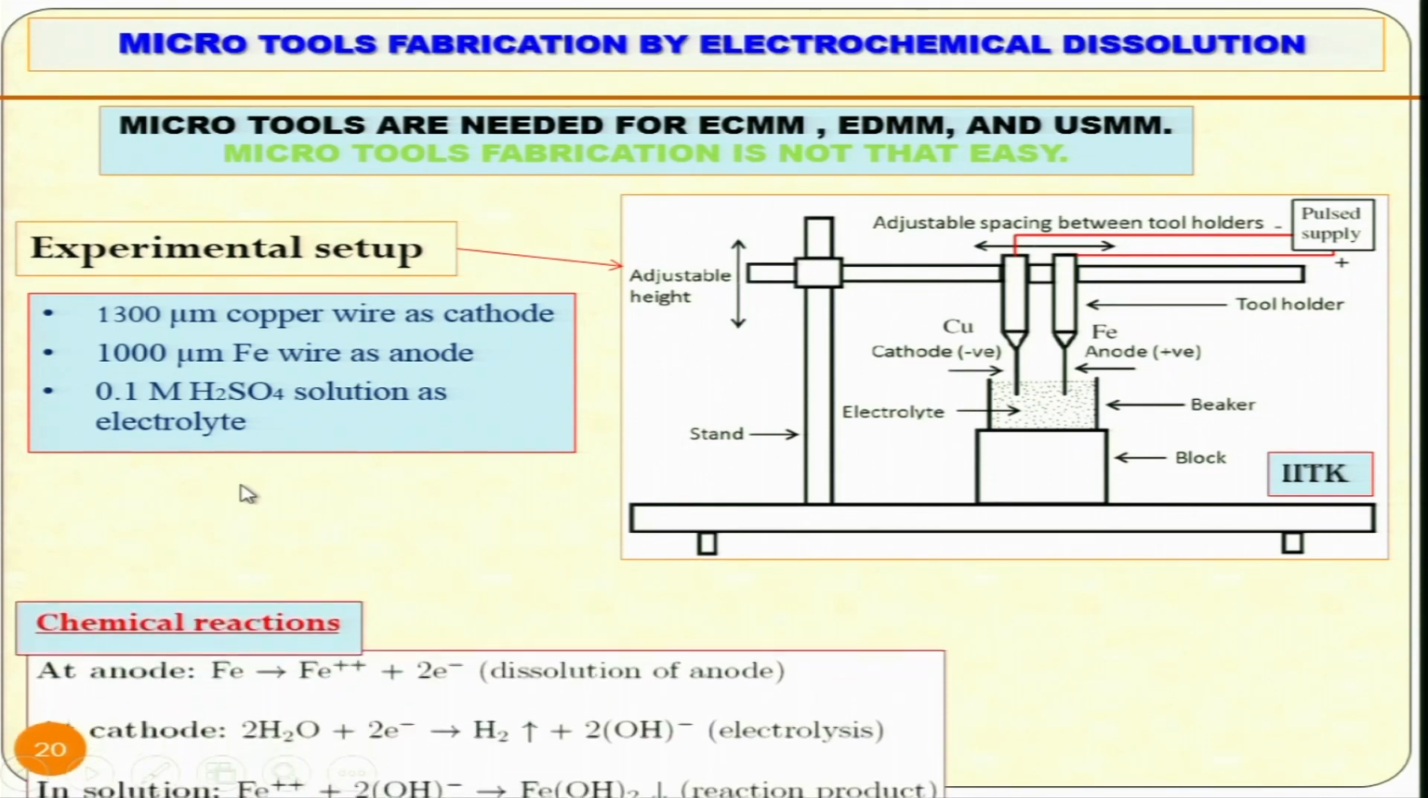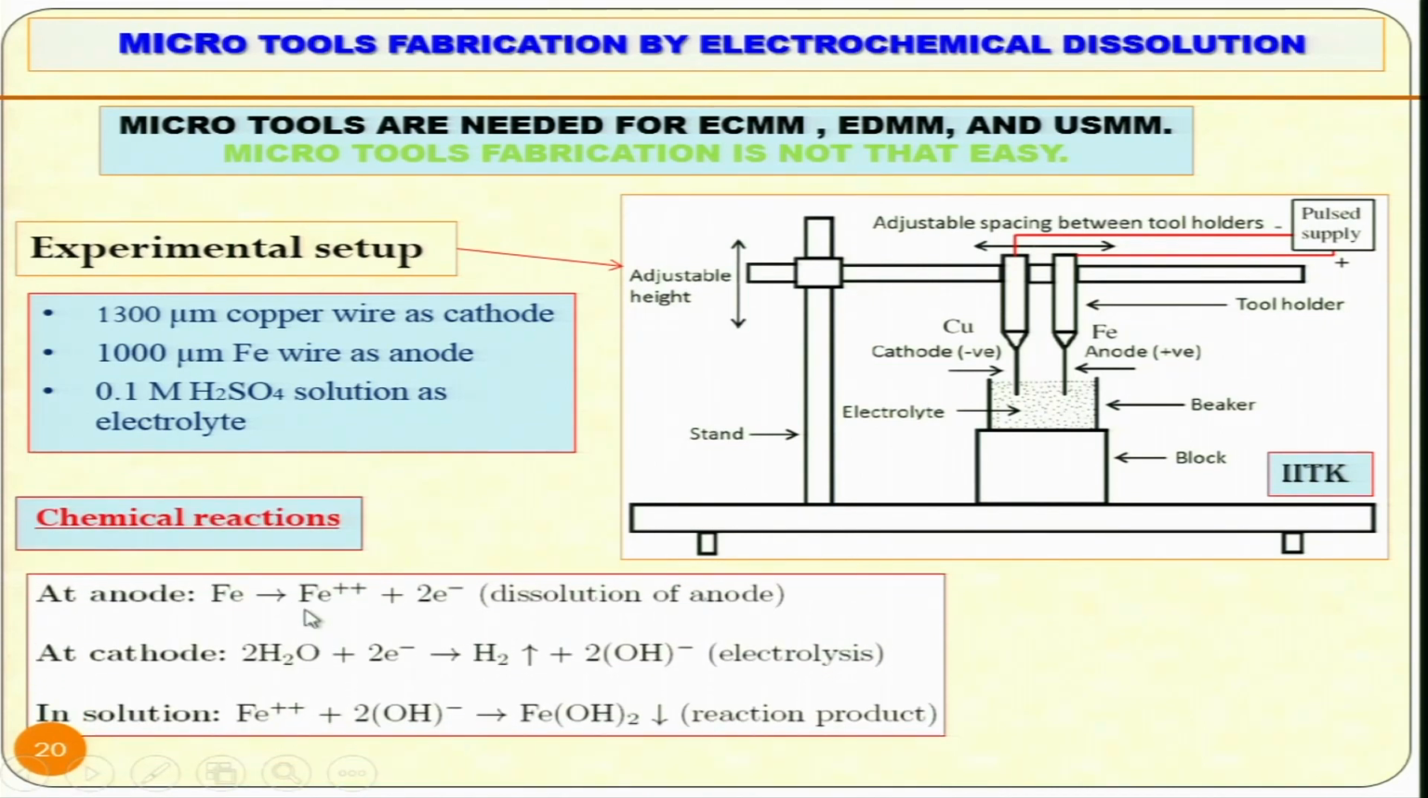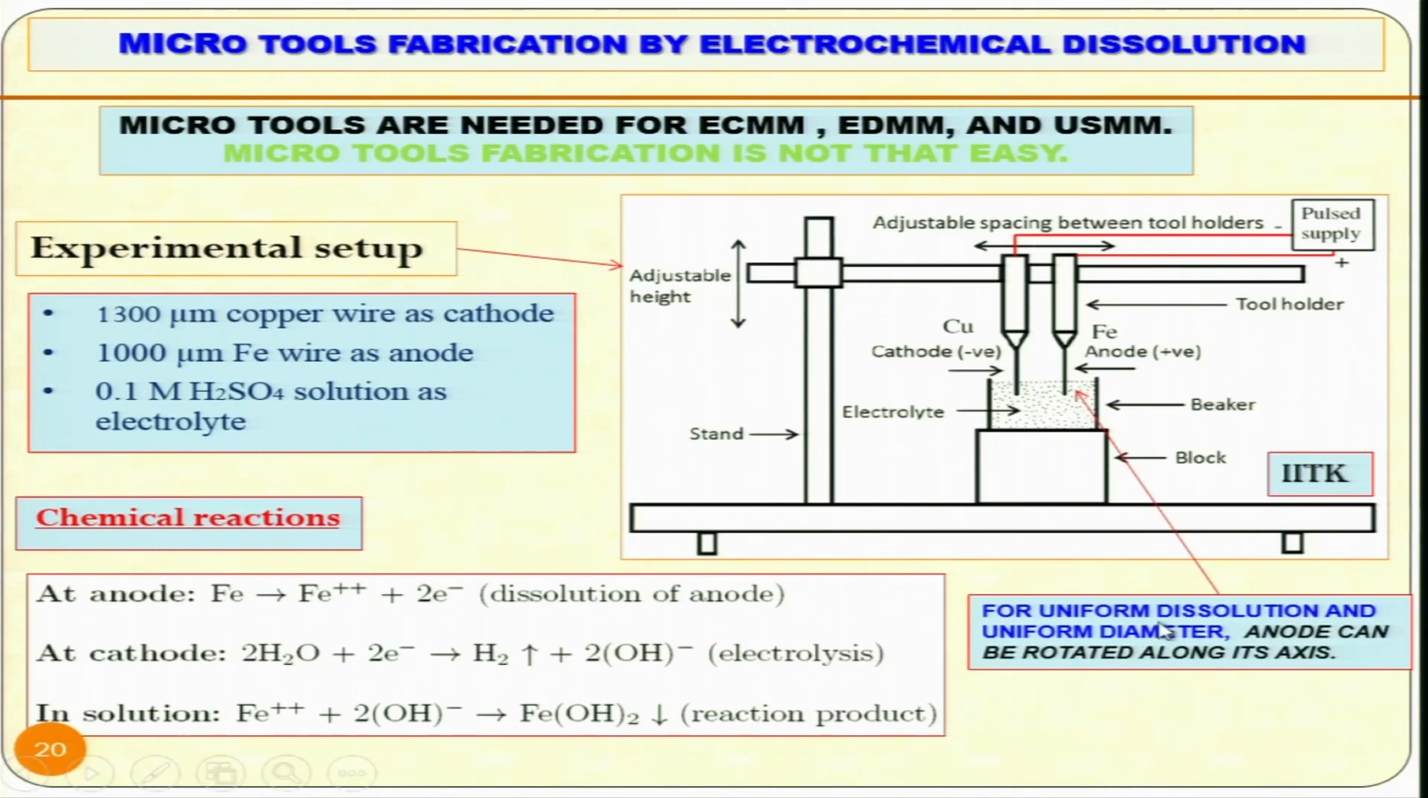Now chemical reactions that were taking place, we have already seen these chemical reactions where ferrous hydroxide is generated or produced, or under certain circumstances you can have the ferric hydroxide also, and both are undissolvable in the electrolyte. For uniform dissolution and uniform diameter, anode can be rotated along its axis. If anode is rotating, then you will get better accuracy of the micro tool that you are going to prepare.